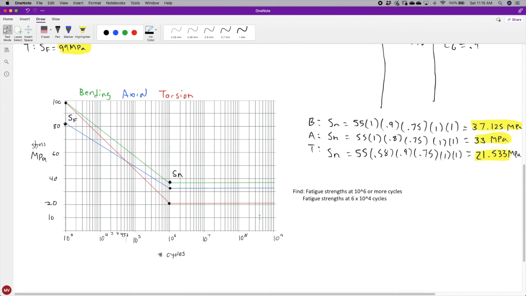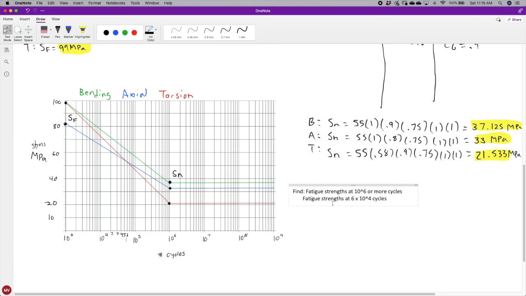Now, after drawing the other two lines for axial and torsion, we can answer our questions. We need to find the fatigue strength at 10 to the power 6 or more cycles. We can see from the graph that after 10 to the power 6 cycles, our fatigue strengths are just our endurance limit strengths. So in this case, our bending fatigue strength will be 37.125, axial 33, and torsion 21.533.